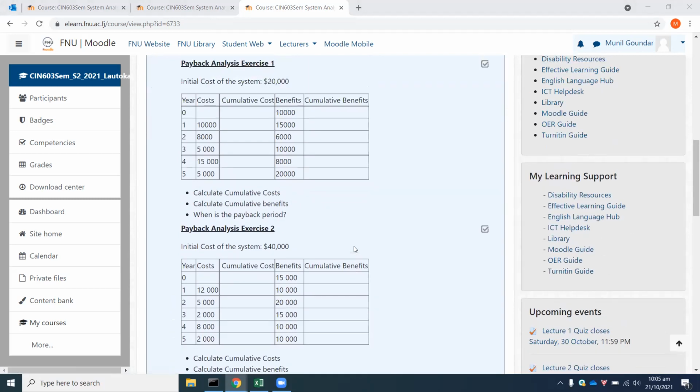So I've got two exercises. We will discuss these two exercises together in class today, and I'll give you two more exercises, from which you should be able to get well versed with payback analysis, cumulative costs, cumulative benefits and the payback period. All right, now, without further delay, let's start our work on this.